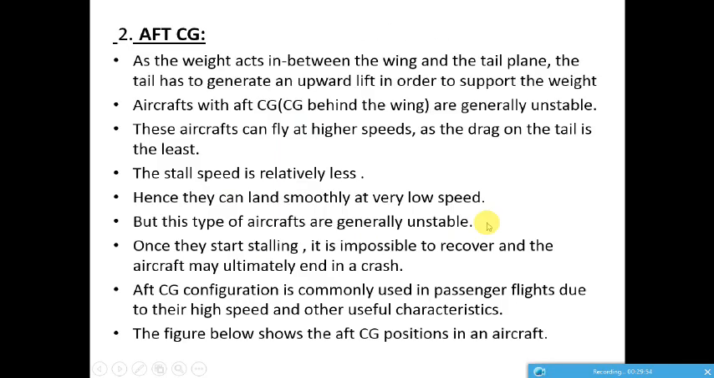The second type of CG is the aft CG. Aft CG is nothing but the placement of CG just behind the lift center of the wing. Aft CG is very well suited for high speed aircraft, or aircraft that have a high cruise speed, such as passenger aircraft that fly at very high altitude.